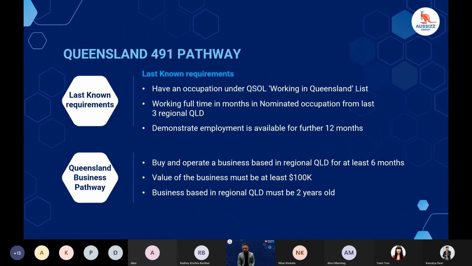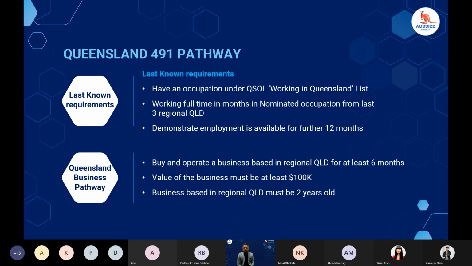For the 491 from Queensland, the criteria is that your occupation has to be on the Working in Queensland list, and you have to be working full time for 3 months in regional Queensland to qualify for a 491 nomination, and demonstrate that you have employment available for the next 12 months as well.